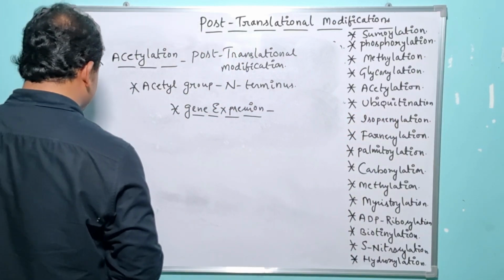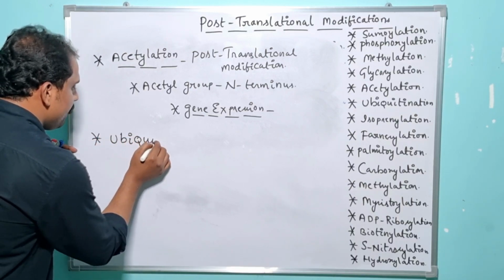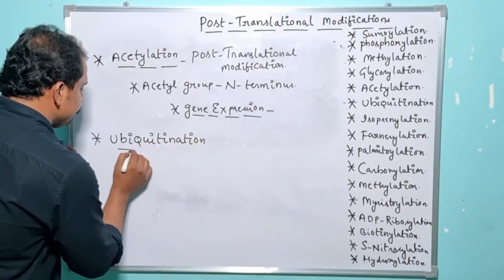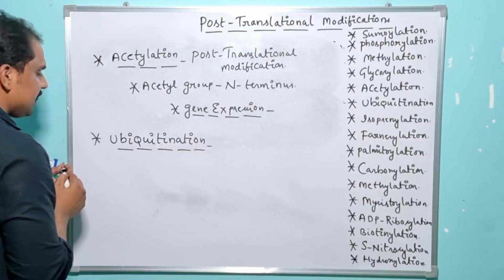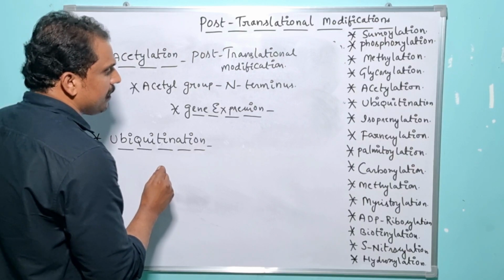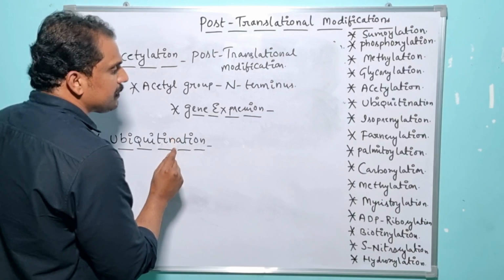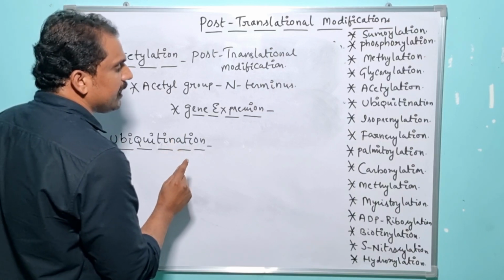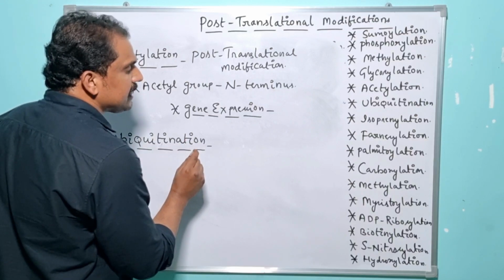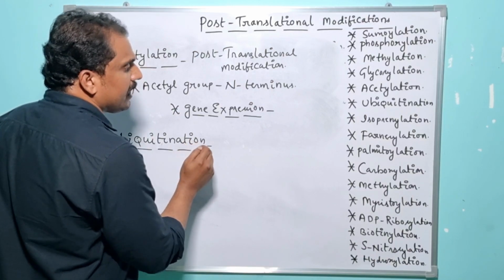So let me write it here. Ubiquitination. What exactly happens in the case of ubiquitination? After the successful synthesis of the polypeptide chain during the translation process, the specific protein gets translocated into the endoplasmic reticulum. Once it is translocated into the endoplasmic reticulum, the protein has to undergo protein folding.